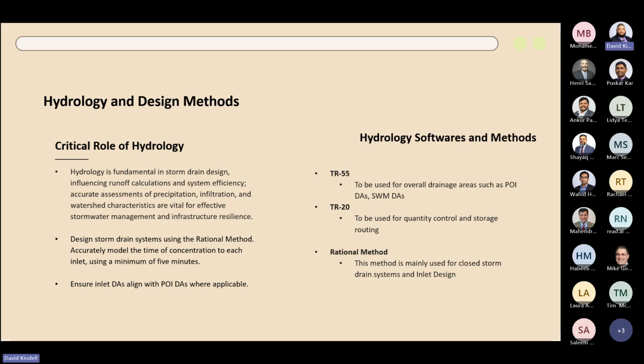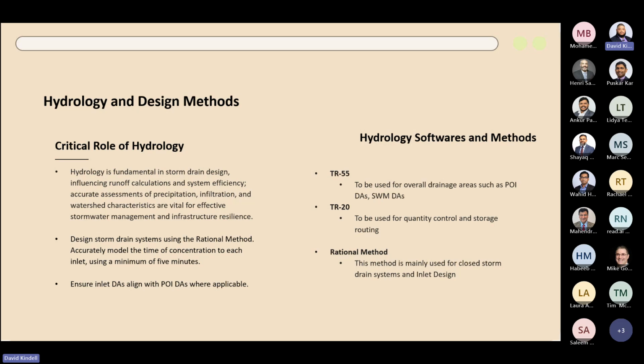There are three methods that you use for different portions of hydrology. One is TR55, but TR55 is mostly used for big drainage areas such as POIs and stormwater management drainage areas, like Michael Bowers' drainage area, Boswell. That usually falls to open channels.